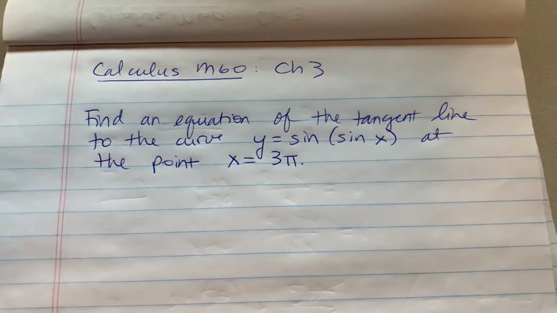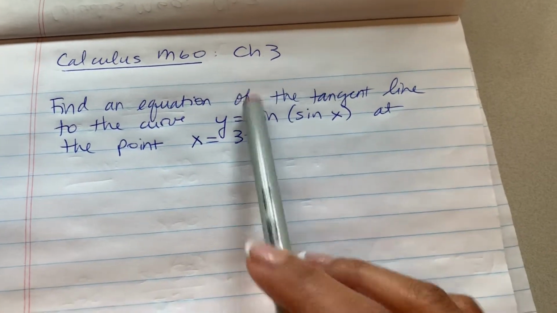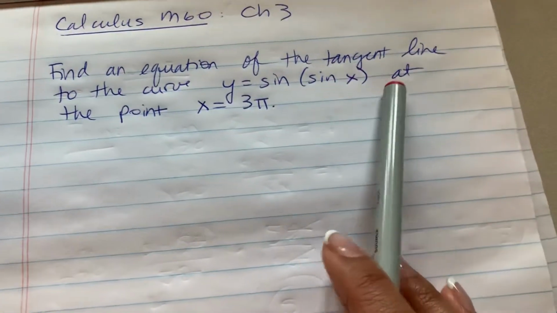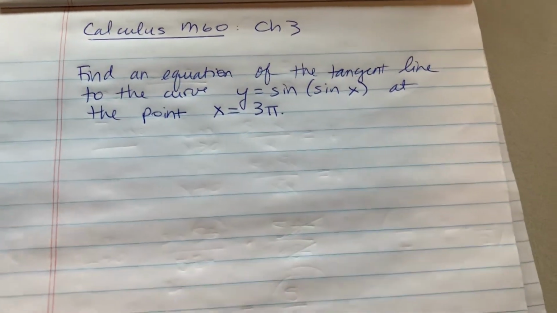This message is for Setha, who asked a question from the Chapter 3 review sheet that I passed out. Find an equation of the tangent line to the curve y equals sine of sine x at the point x equals 3 pi.